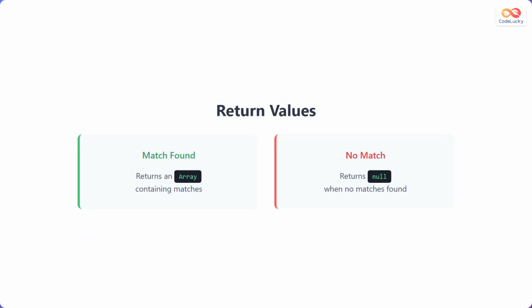It's important to understand the return values of the match method. When a match is found, the method returns an array containing the matched text. However, if no match is found, the method returns null. Knowing these return values is essential for handling the results of the match method correctly in your code.